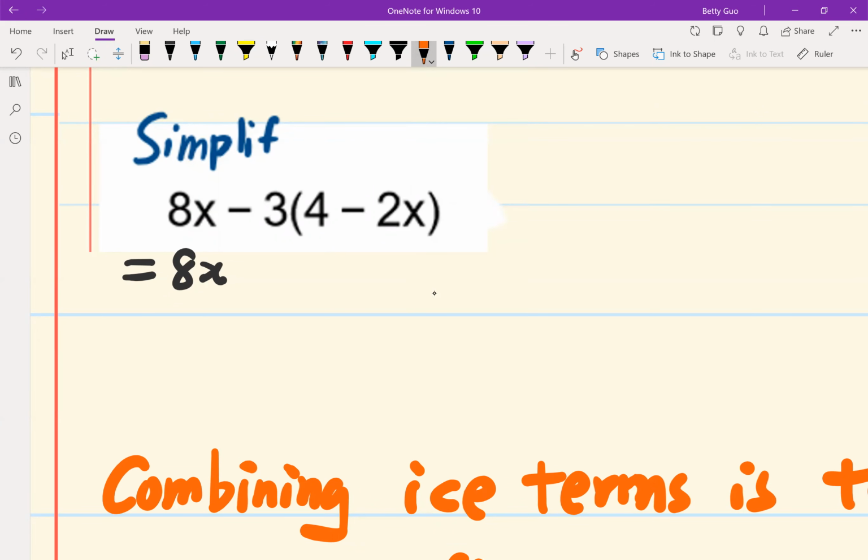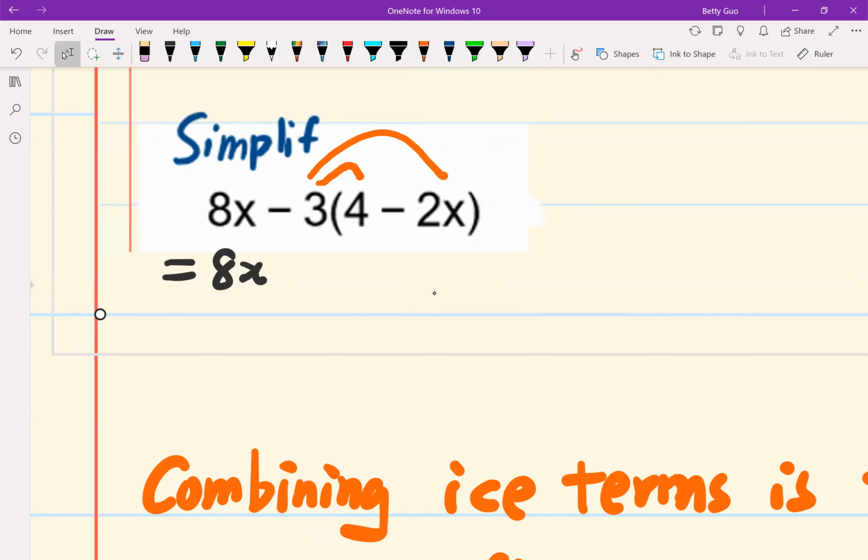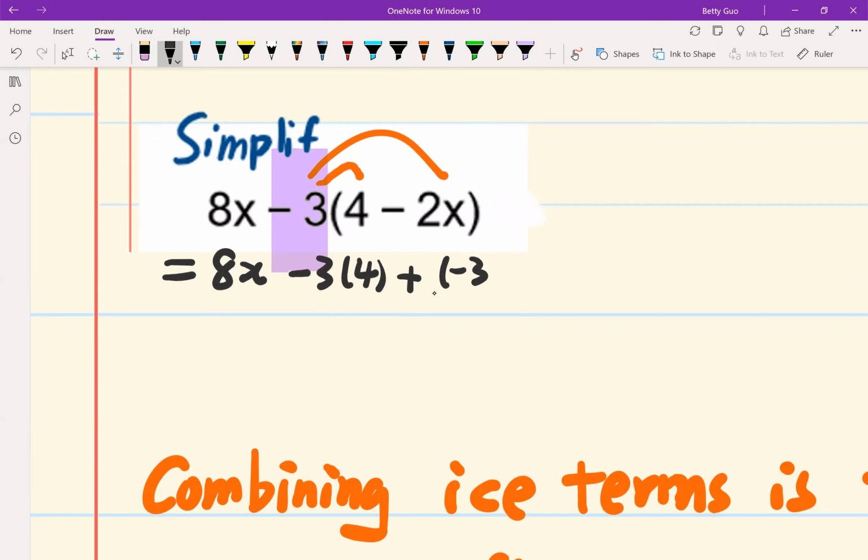When we apply the distributive property, the coefficient of the parentheses is -3, right? So we're going to use -3 times 4 plus -3 times -2x. Everybody, do you see that? -3 times 4 plus -3 times -2x. That's the so-called distributive property.